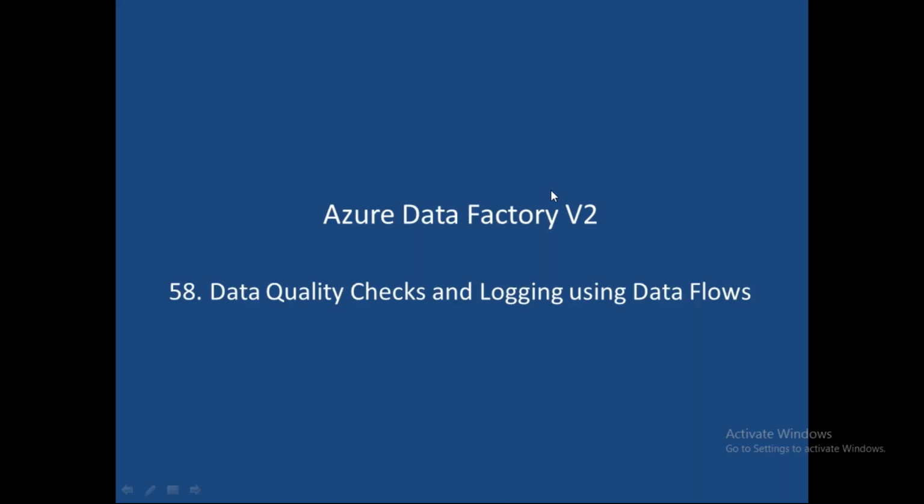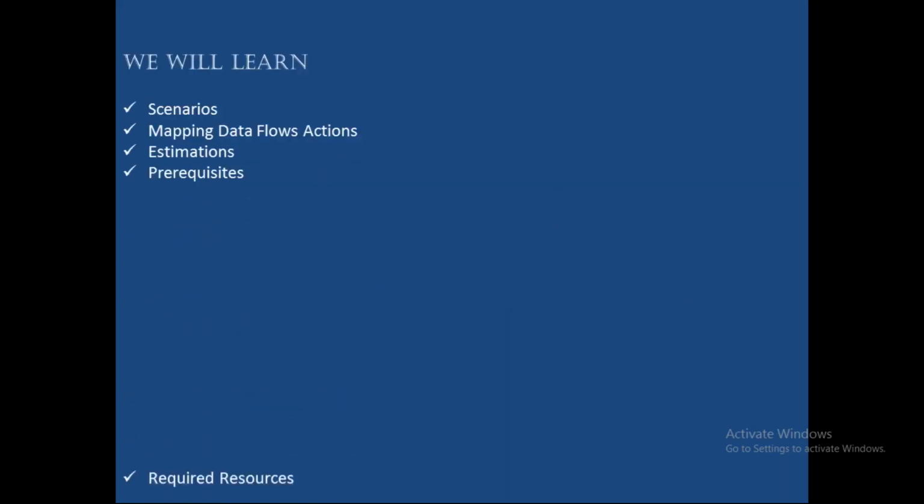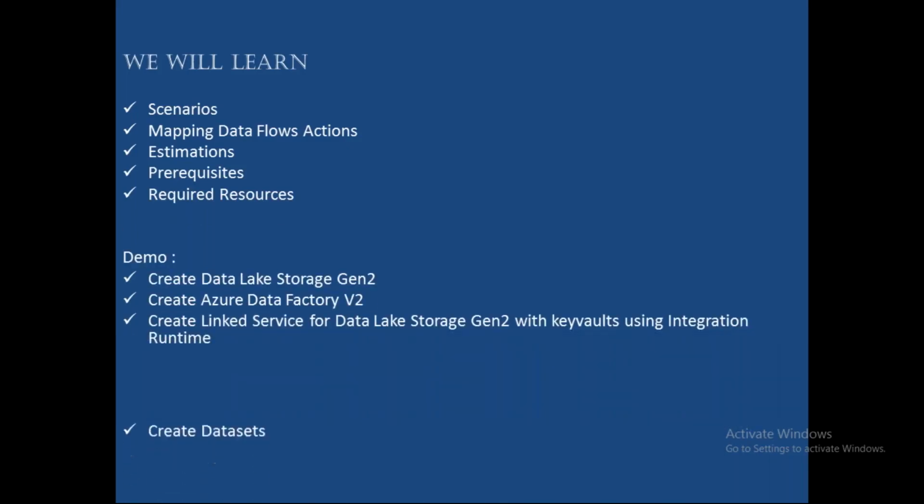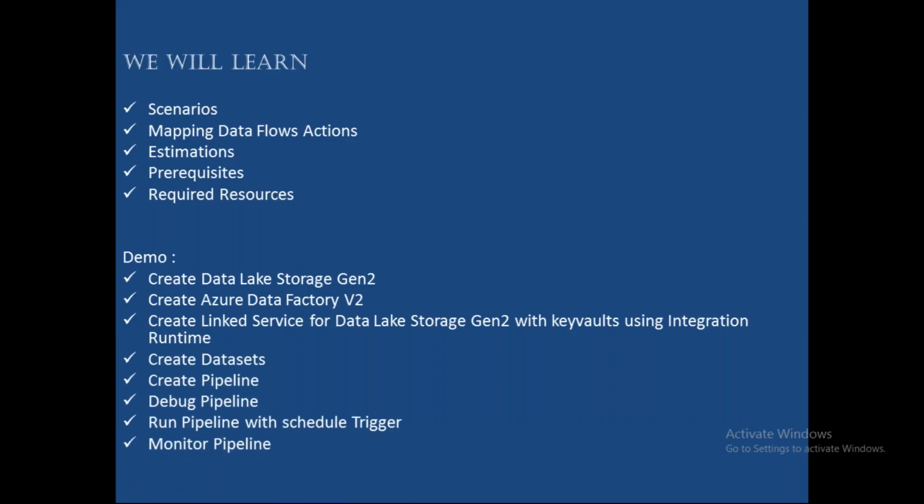These two things we can complete at once, and we are also going to cover today how to execute multiple data flows from a single pipeline. So in today's session, we will learn about scenarios, mapping data flow actions, estimations, prerequisites, and required resources. In the demo, I'm going to create Data Lake Storage Gen2, Data Factory V2, a linked service for Data Lake Storage Gen2, dataset, pipeline, debug pipeline, run pipeline, schedule trigger, and monitor pipeline.